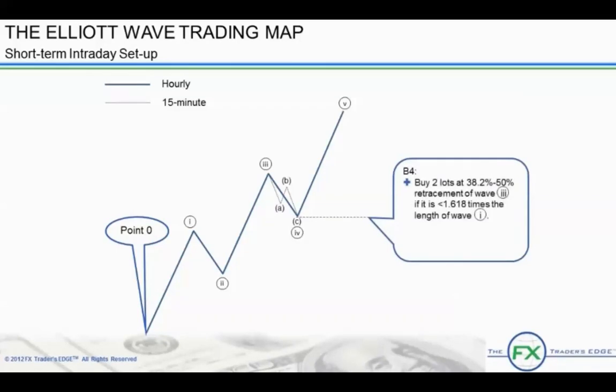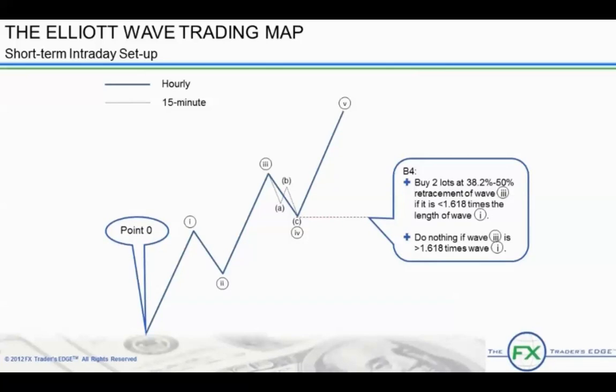After wave 4 circled has retraced 38.2 to 50% of wave 3 circled, you can buy 2 more lots depending on the strength of the wave 3 circled move. If wave 3 circled is less than 1.618 times the length of wave 1 circled, then buy 2 lots. If wave 3 circled is greater than 1.618 times the length of wave 1 circled, then do not increase the position.